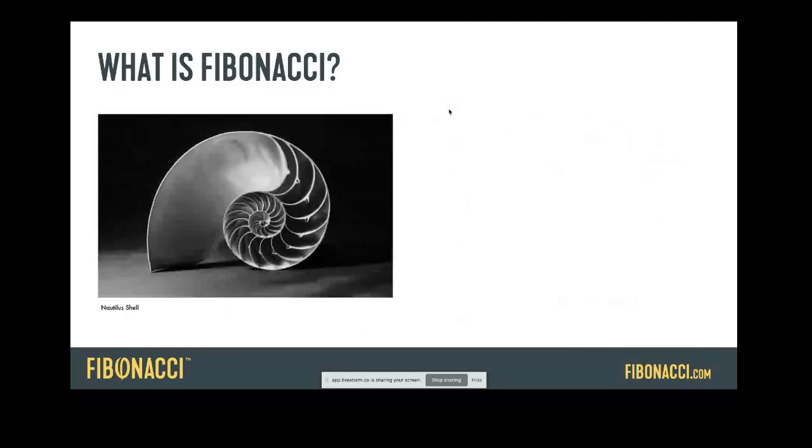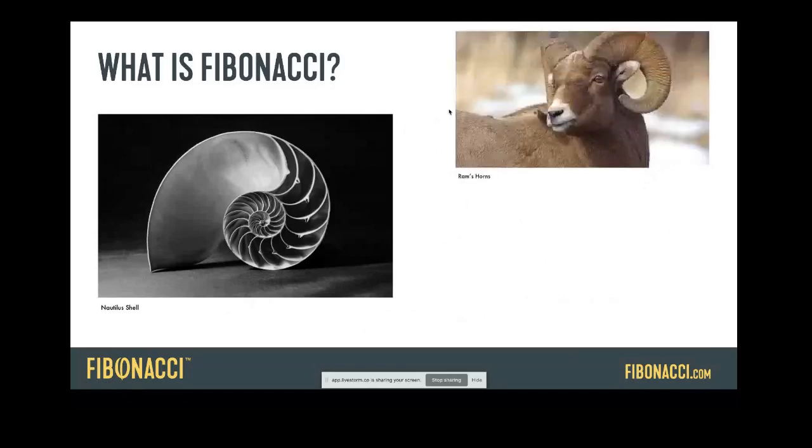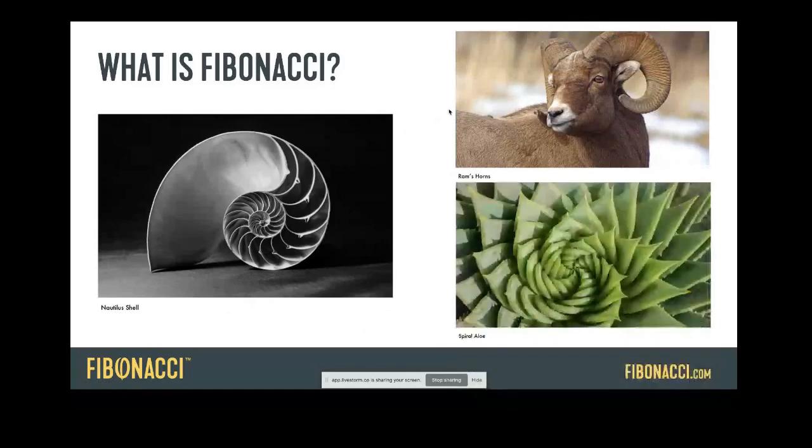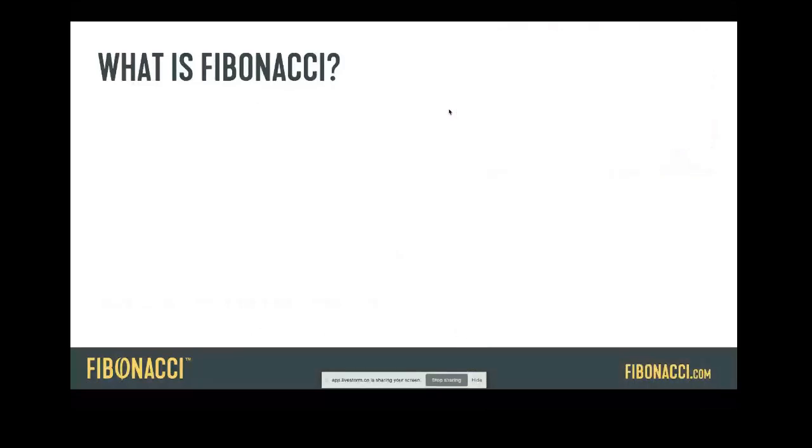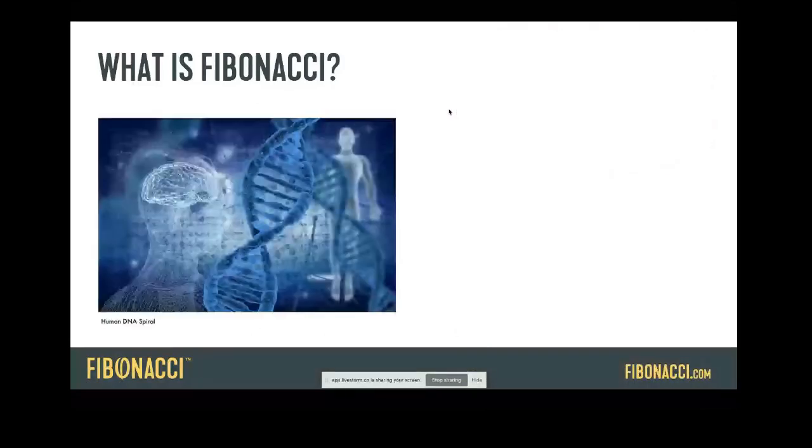You'll see this in marine life. So that spiral, that Fibonacci spiral that I was just showing you is the same ratio as what we see in the nautilus shell or in snails and various crustaceans, both in marine life and on land. And ram's horns also follow the Fibonacci spiral. This is an aloe vera plant, which also follows that Fibonacci spiral. So you can see that it's just everywhere.